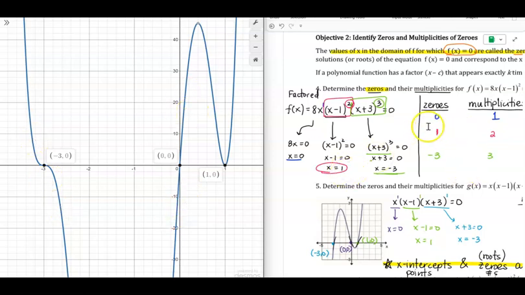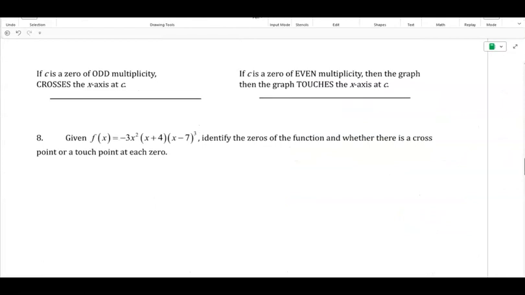But for the zero at 1, where the graph has an even multiplicity, the graph does not cross through the x-axis. The graph simply comes down, touches the x-axis, and turns back up. But when the multiplicity was odd, like 1 and 3, which are odd numbers, at the zero of 0, the graph crossed through the x-axis. And at the zero of -3, the graph also crossed through the x-axis. And these are summarized up here.